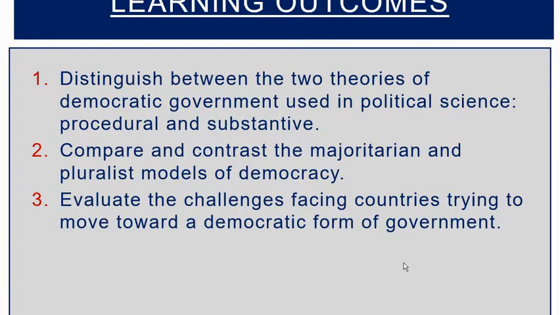Your learning outcomes for this chapter are: number one, distinguish between the two theories of democratic government used in political science, procedural and substantive. Number two, compare and contrast the majoritarian and pluralist models of democracy. And number three, evaluate the challenges facing the countries trying to move toward a democratic form of government.